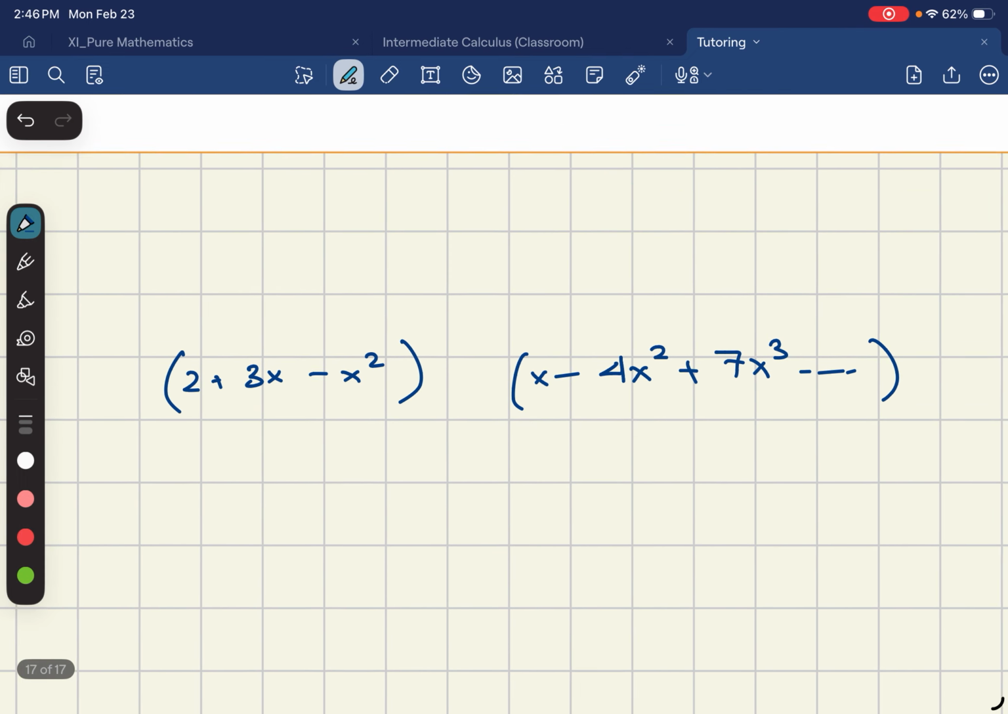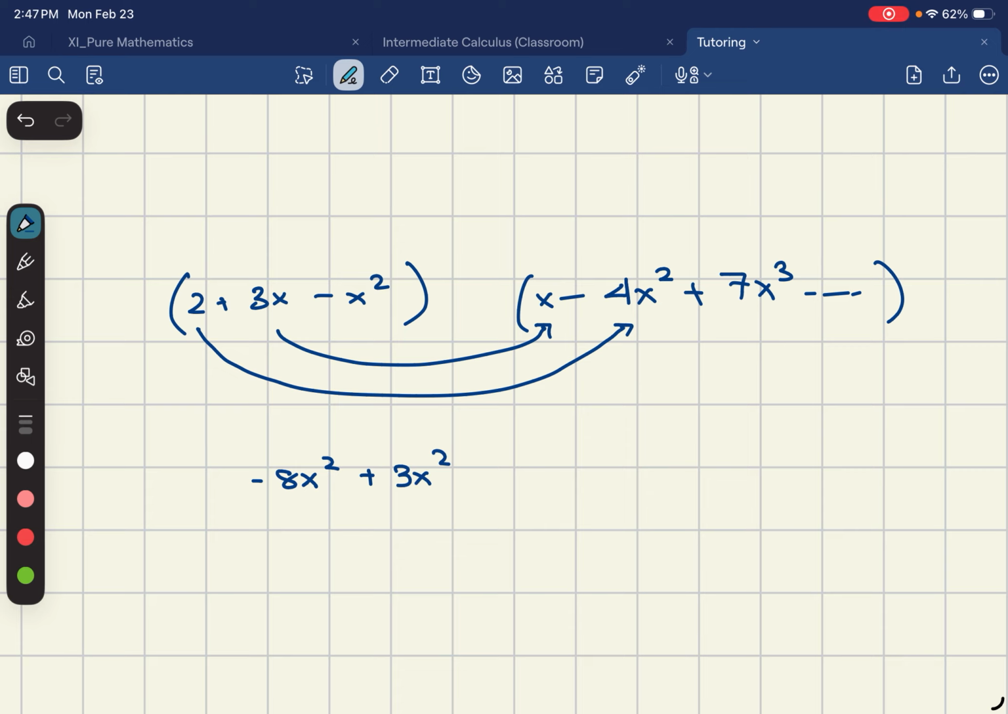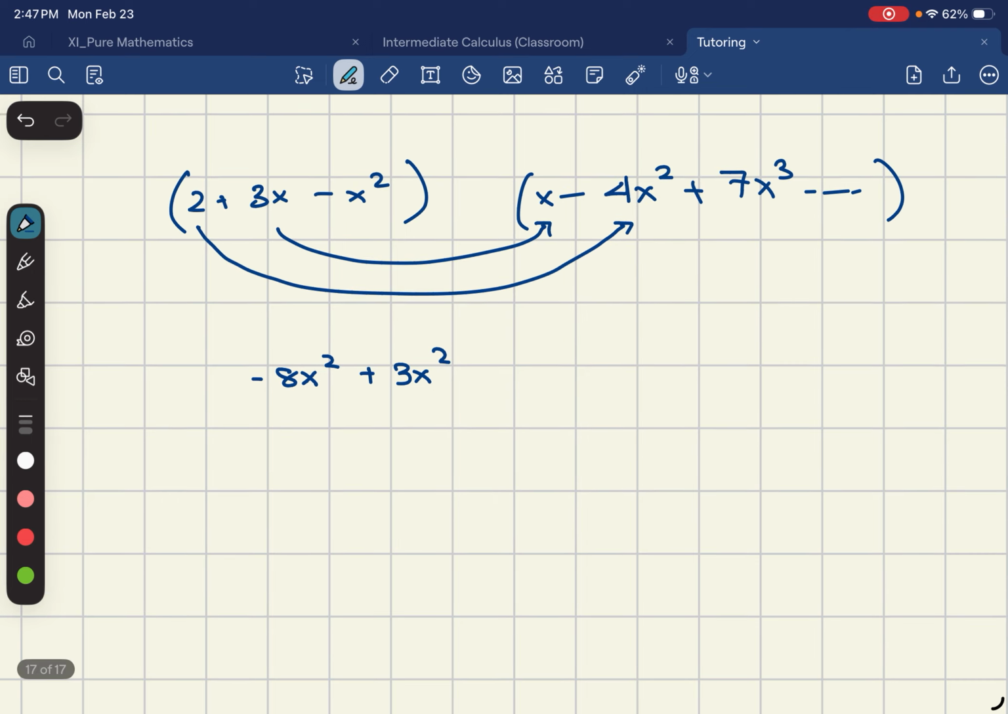Now let's think about this. How can I get x squared? Well, I can multiply 2 with x squared. I get minus 8x squared. I can multiply 3x with x. That is going to give me an x squared term, plus 3x squared. Is there anything I can multiply minus x squared with to get x squared? Well, no. The only thing I could multiply with is a constant, but I don't have a constant in my second term. So that is just going to be minus 5x squared. So that is your answer.